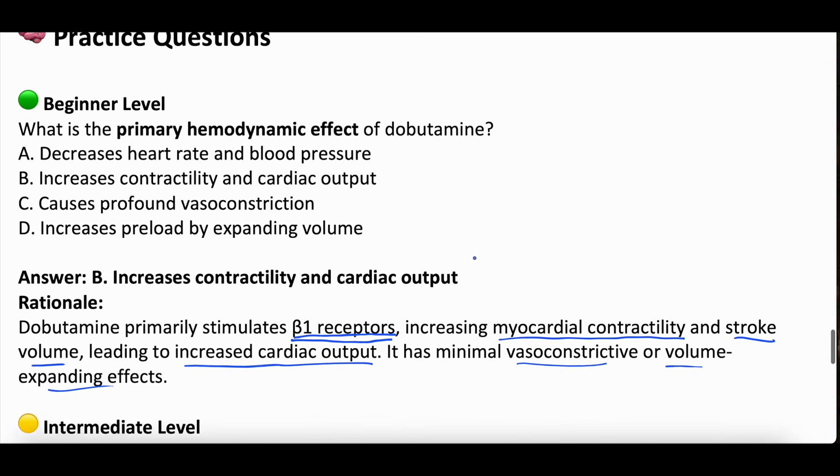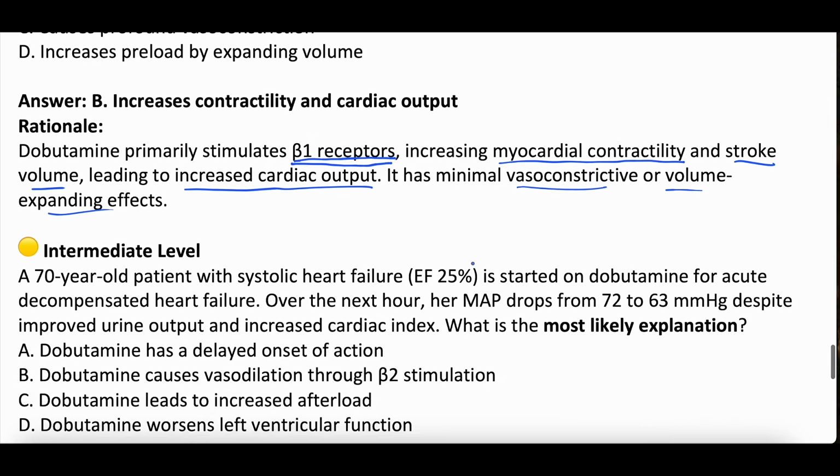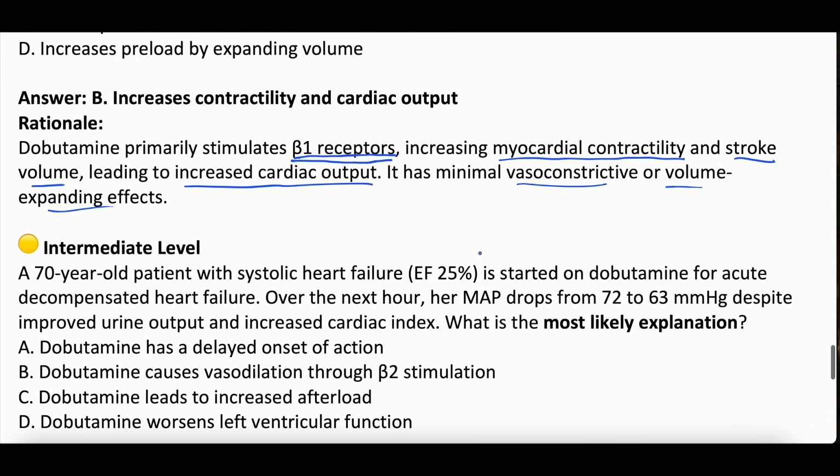All right, into the intermediate level question. A 70-year-old patient with systolic heart failure with an ejection fraction of 25% is started on dobutamine for acute decompensated heart failure with cardiogenic shock. Over the next hour, her MAP drops from 72 to 63 millimeters of mercury despite improved urine output and increased cardiac index. What is the most likely explanation?